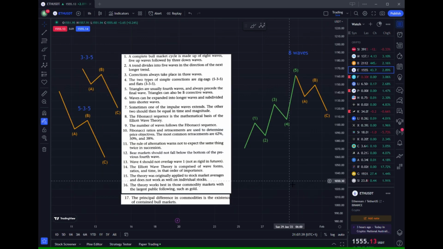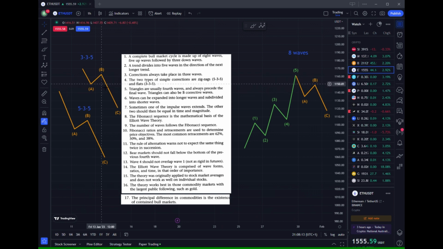So here's actually the final points, the conclusion of this chapter. I'm just going to go over them pretty quickly. These don't really require any calculations or anything. They're just the conclusions you can pick up from the book. Basically, you can see the complete five waves of a bull market cycle, followed by three down waves. The trend is divided into five waves in the direction of the next longer trend. Correction would take place in three waves.